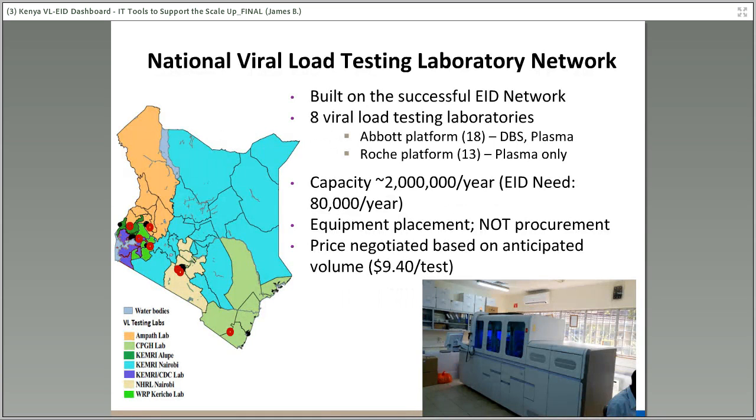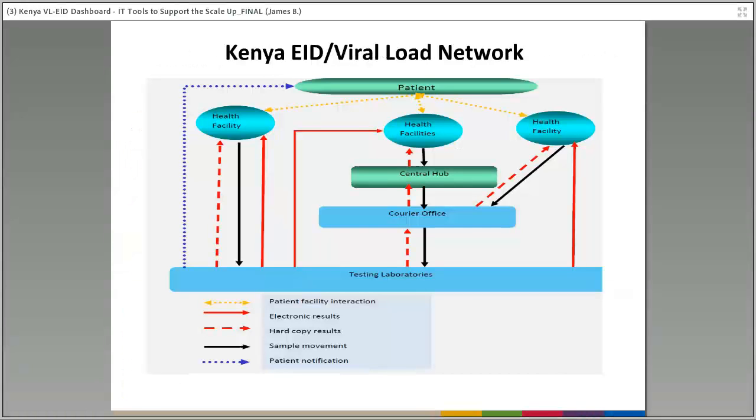Just to give you a brief about Kenya, we built a successful EID and viral load network. We do our testing in 8 labs with a platform of over 30 machines. We are currently doing about 100,000 tests per year, but with a capacity of 2 million tests in a year. We do not procure equipment in Kenya. All our equipment is on placement.